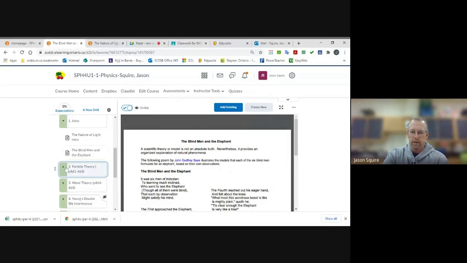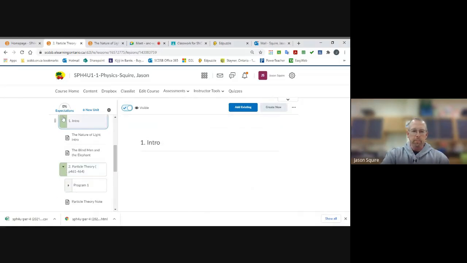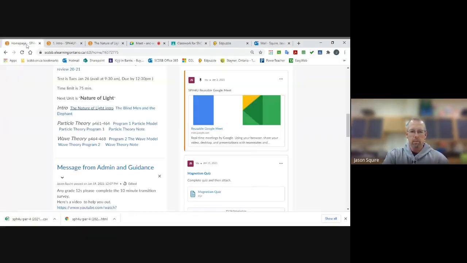Okay, particle theory. Both the particle theory and the wave theory are set up the same way. There is the whiteboard note that I've provided for you. There is a video talking about that theory, and then there's a question sheet. The whiteboard note goes right along with what the video looked at.